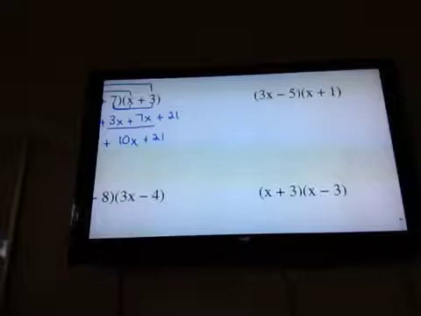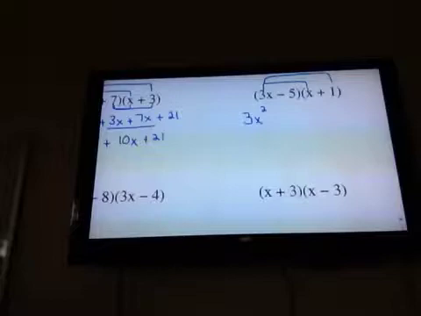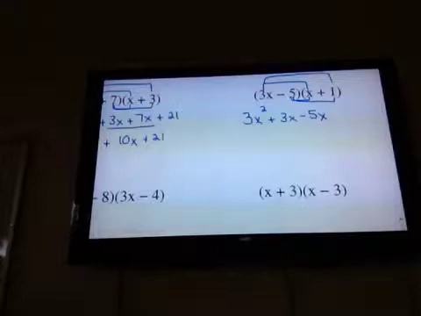Okay, next question is a binomial times a binomial. First times first, 3x times x, 3x to the second. Outer times outer, 3x times positive 1, positive 3x. The inner times the inner, negative 5 times positive x is negative 5x. And last times last, negative 5 times positive 1 is negative 5.